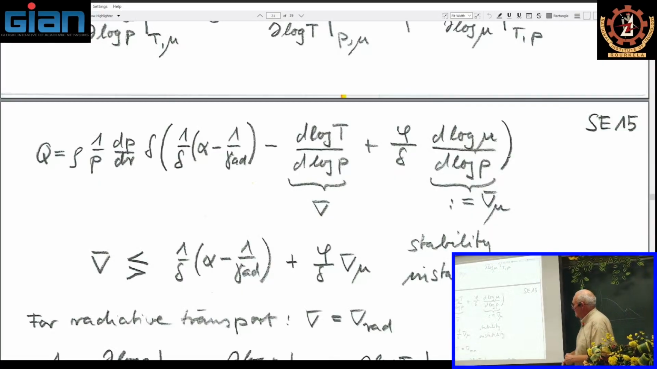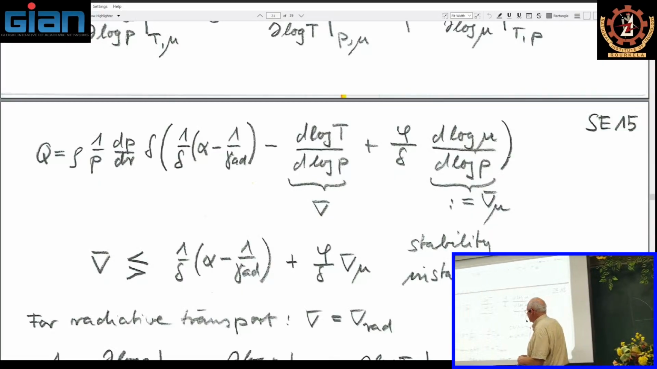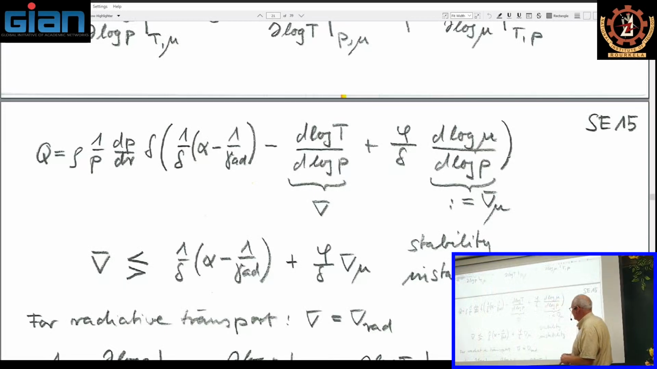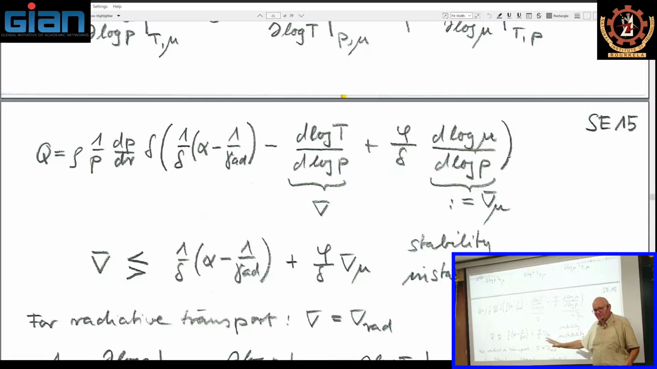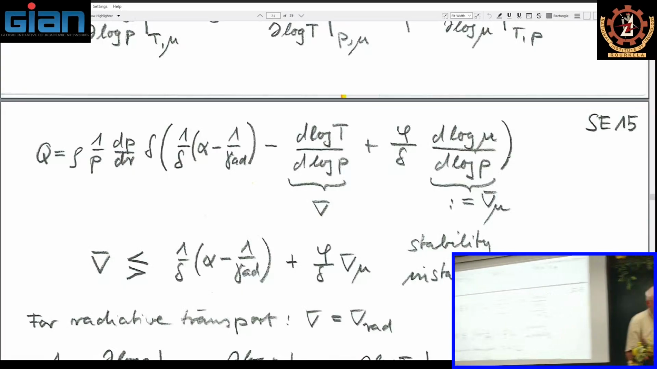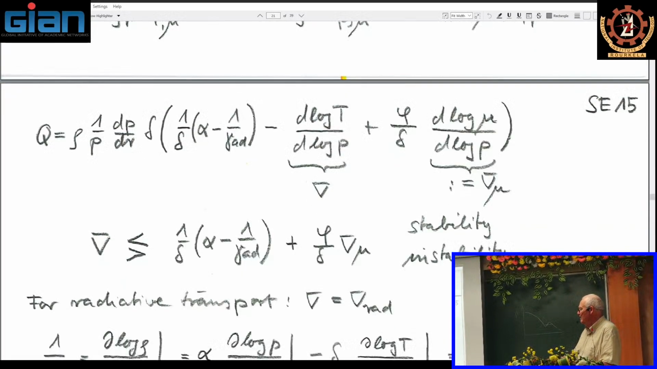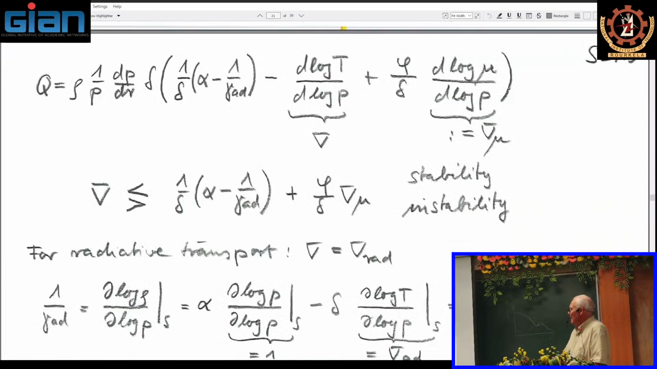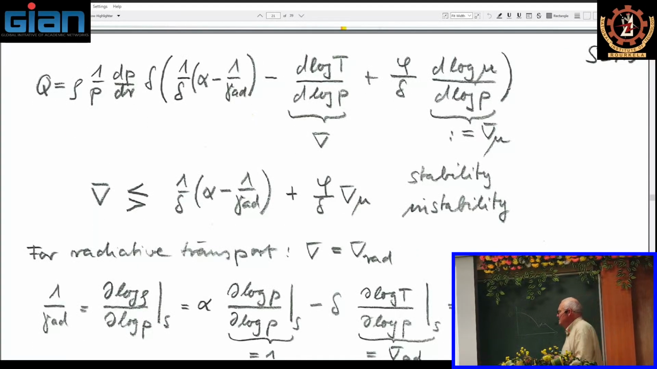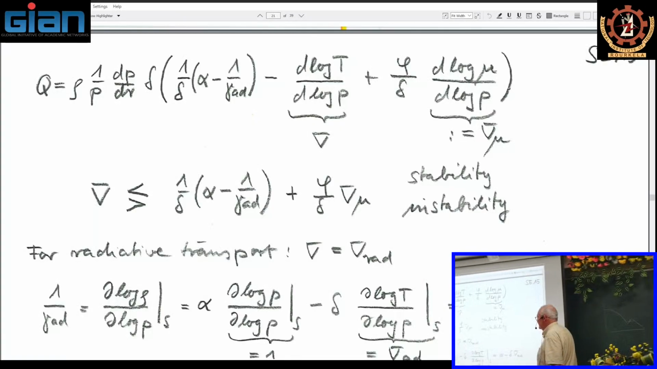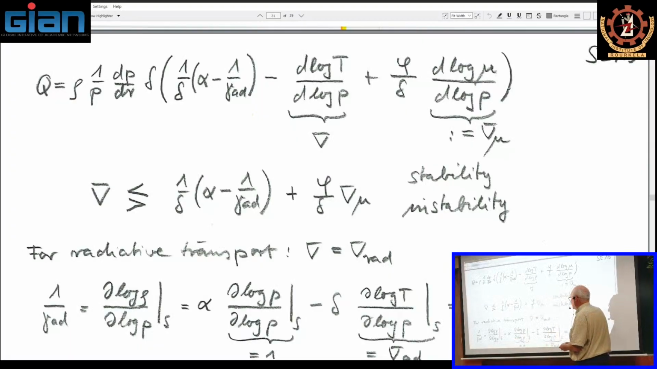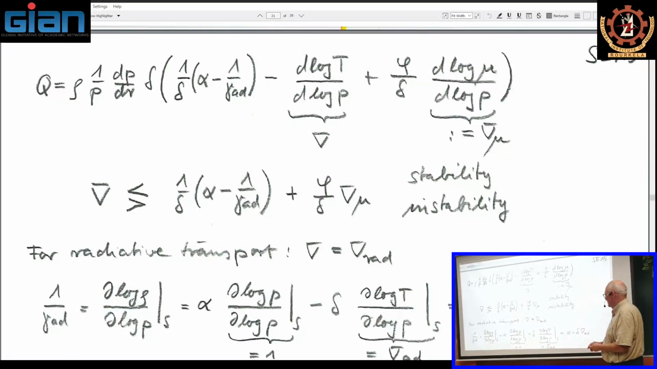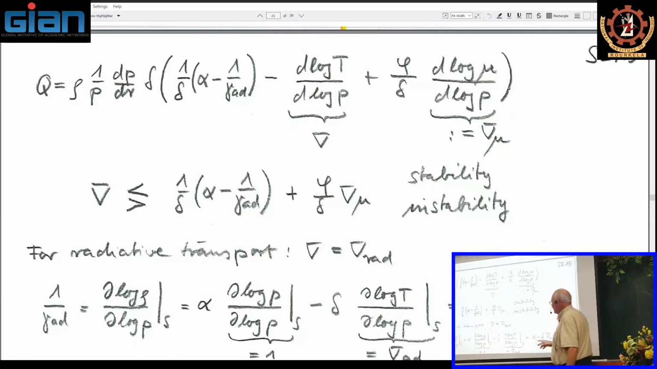Well, for radiative transport, nabla is equal to the radiative value if the energy is transported by radiative diffusion. And once this nabla radiative is bigger than the right-hand side, we know we have instability, and convection sets in. Otherwise, we have stability and we have no convection.